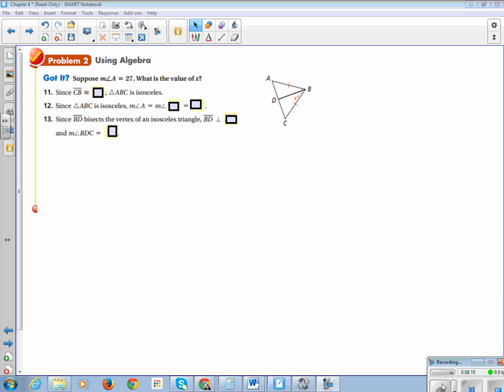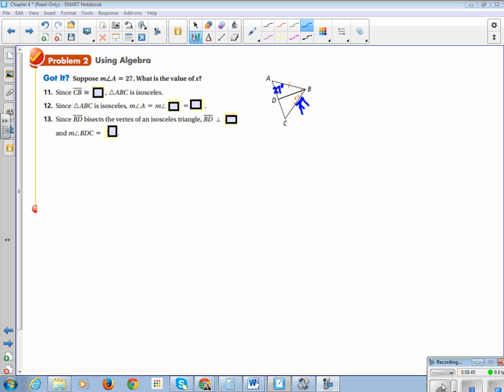All right, so let's see if, given an isosceles triangle, we can noodle out values of x. We're going to suppose that angle A is 27 degrees, so I'm going to go ahead and write 27 in that corner. What is the value of x? X is this tiny angle here.